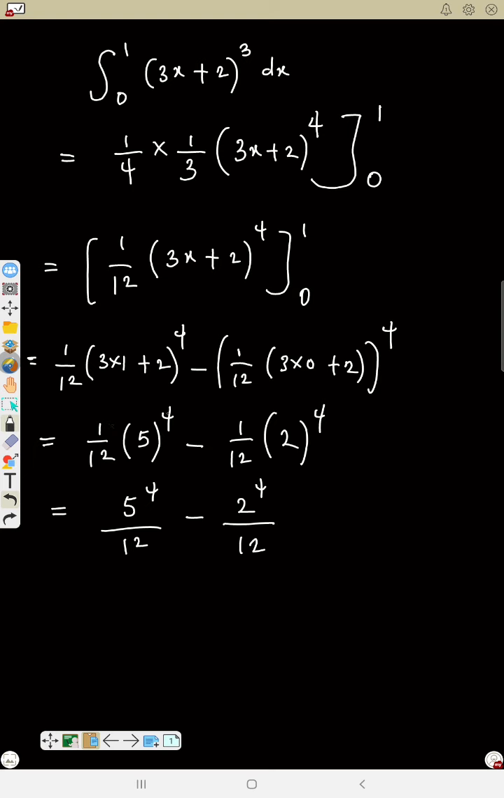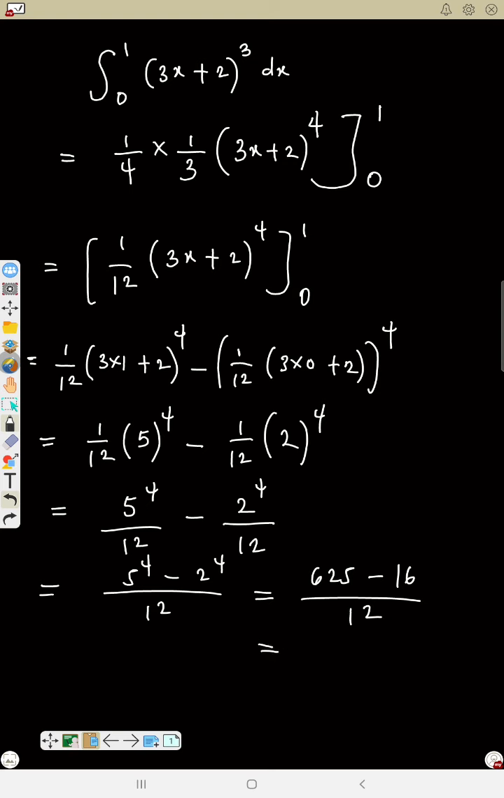So because this is 1 over 12, I can write this one over 12. So what is the LCM? LCM is 12. So 5 raised to power 4 minus 2 raised to power 4. So that will be what? What is 5 raised to power 4? That should be 25 times 25. That is 625 minus 16, divided by 12.